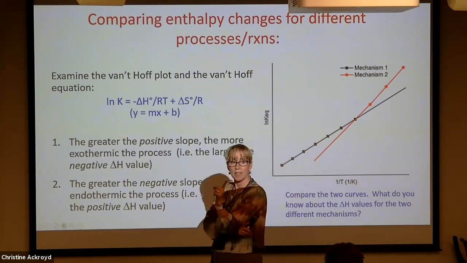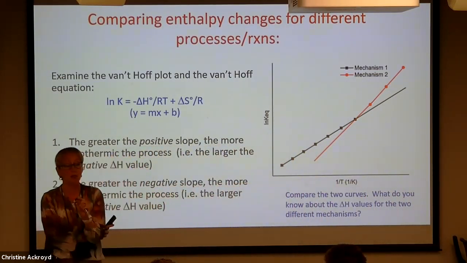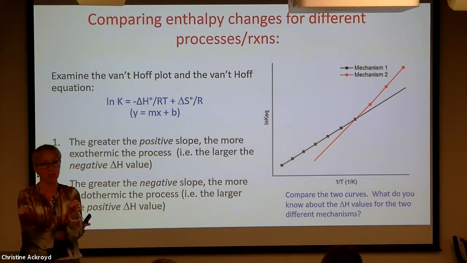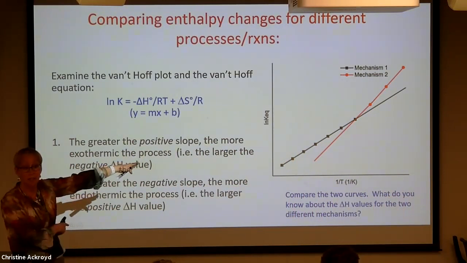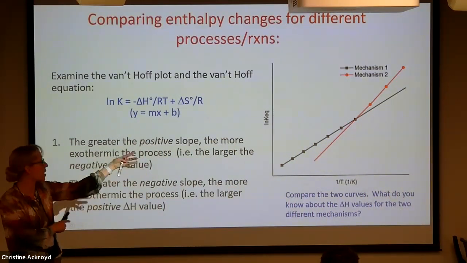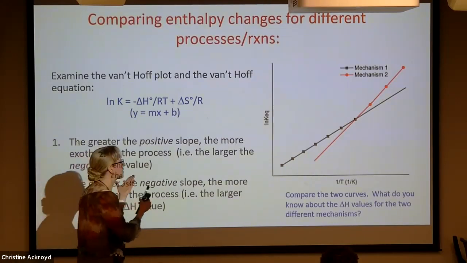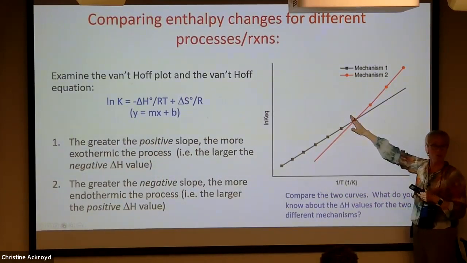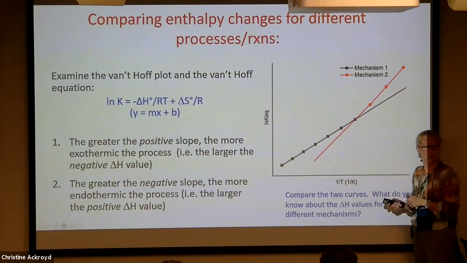So the slope is equal to negative delta H naught over R, right? So the steeper the slope, what does that tell you about the magnitude of delta H? It increases, okay? And the slope is positive, so we're talking about minus delta H instead of positive delta H. So whatever the process is, the mechanism that occurs here, which is at lower temperature, that is more exothermic.